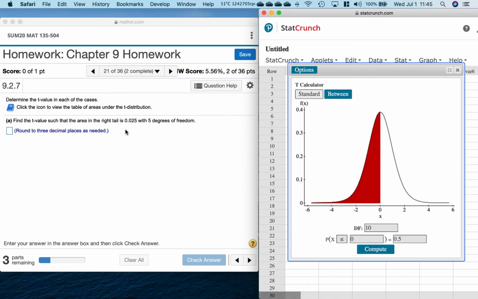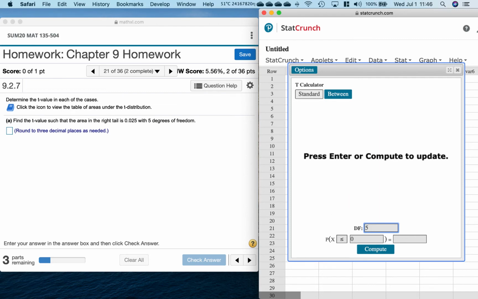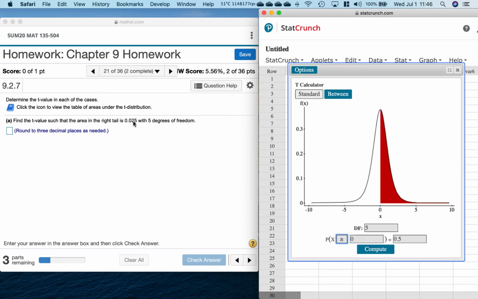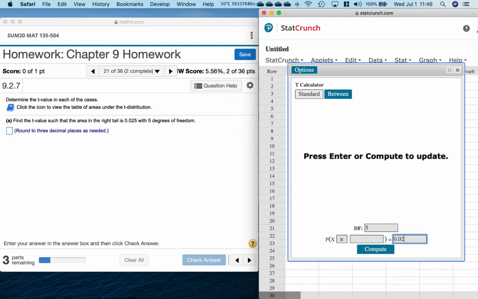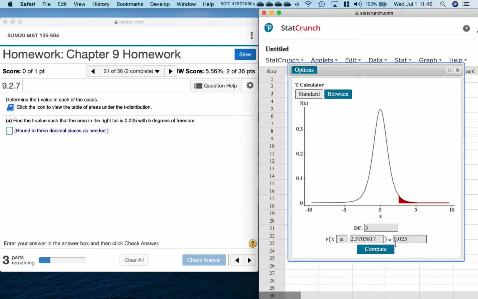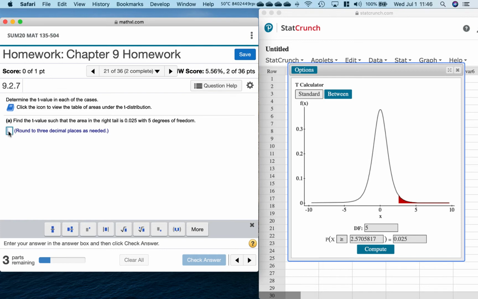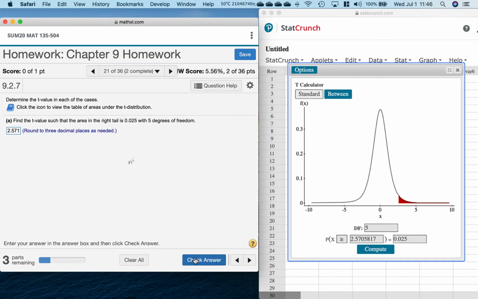All right, so notice over here we're asked to find an upper tail. Our degrees of freedom, we are given 5 degrees of freedom. Here's a hint: if they give you the sample size, you have to subtract 1 from it. So we'll change this to 5 because we're given 5 degrees of freedom. I'm just going to flip this around because we want an upper tailed area of 0.025. So I'll come over to this side, enter 0.025, and click compute, and notice that we come up with 2.571. It asks us to round to 3 decimal places, so we can enter 2.571. Check our answer. Hopefully we get the green box.